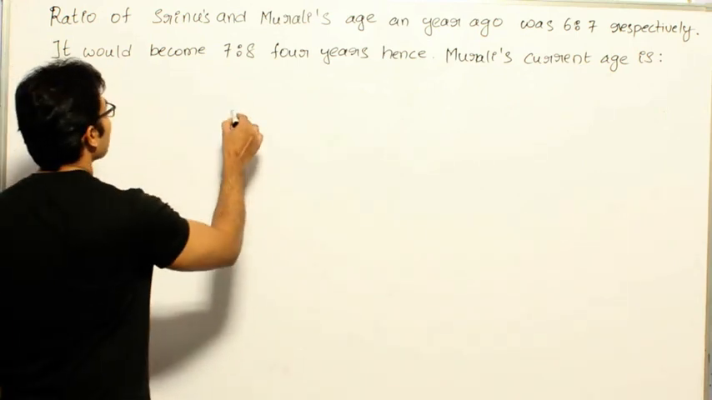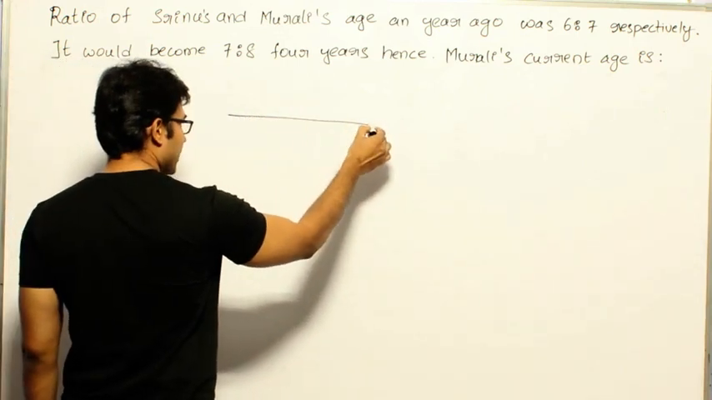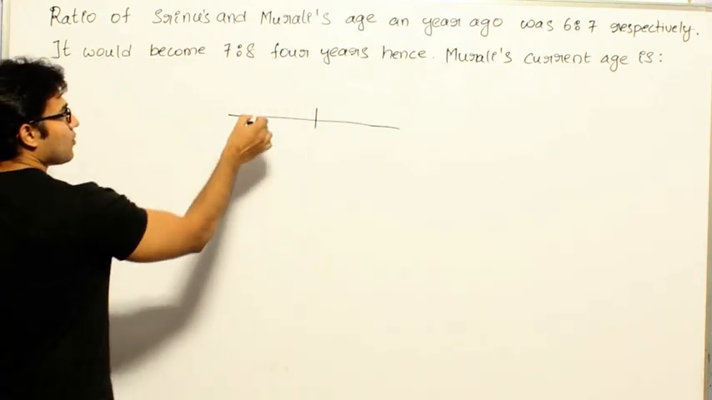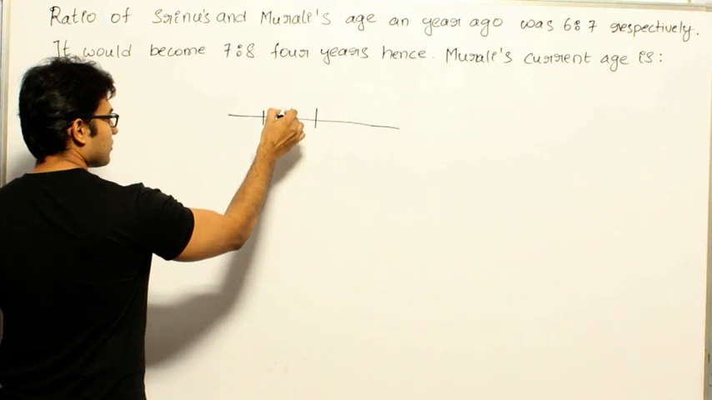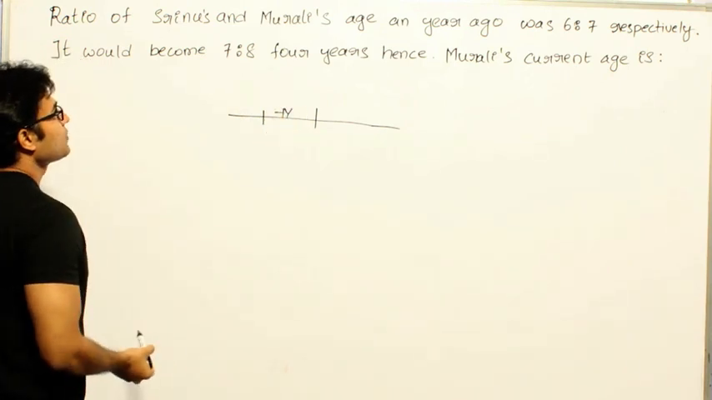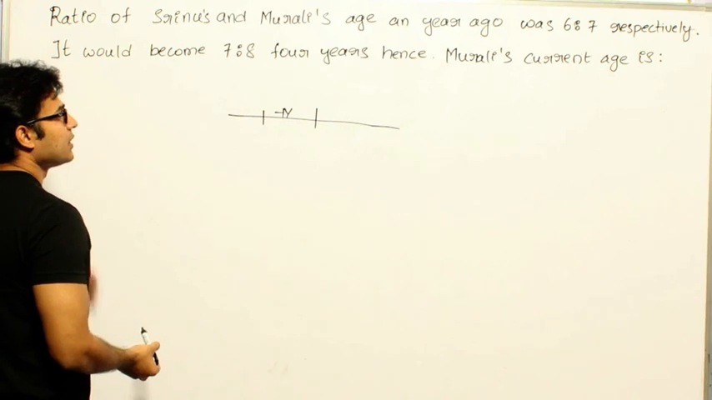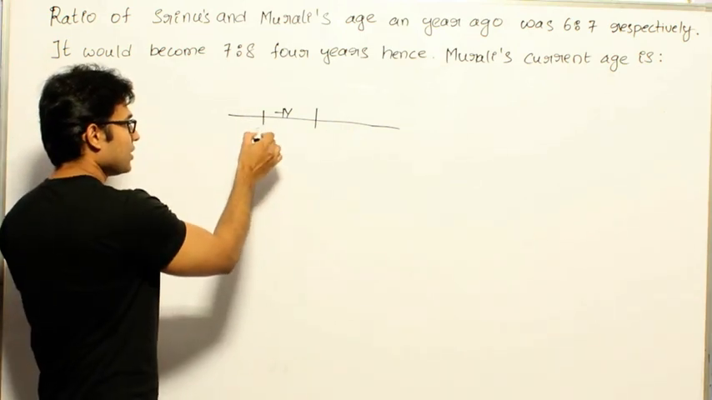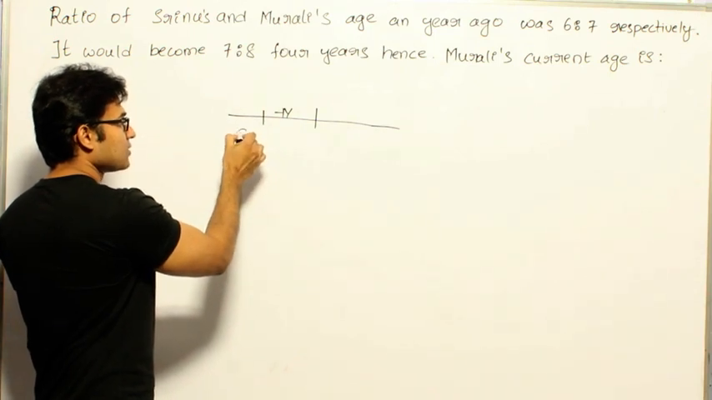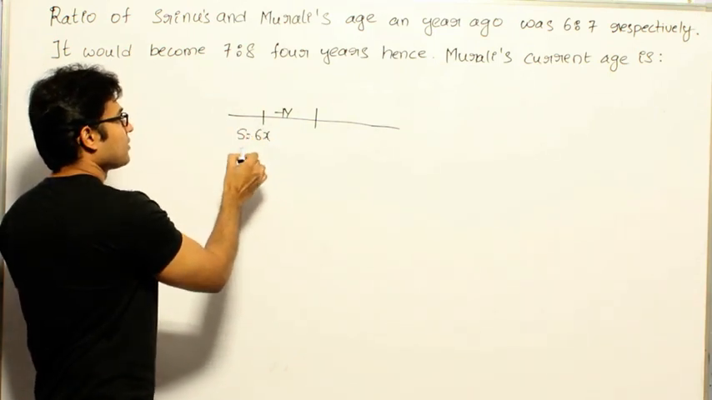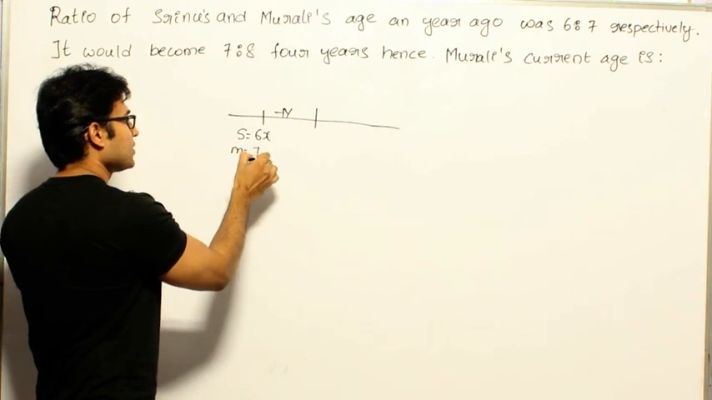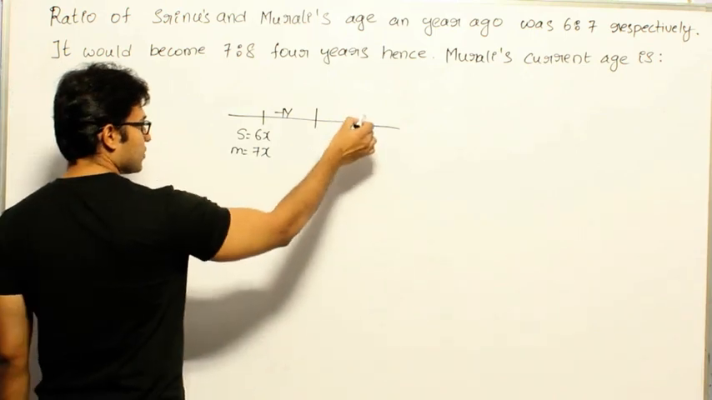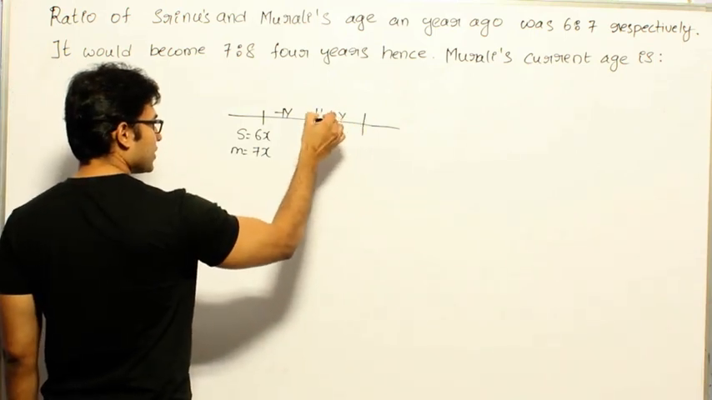So they are saying that if you assume this is the timeline and this is the present, then 1 year ago, which means -1, the ages of Srinu and Murli are in the ratio of 6:7. Here you can assume that 1 year back Srinu is 6x and Murli is 7x, because they are in the ratio of 6:7. Now 4 years hence, which means from here it is 4 years plus 4 years.